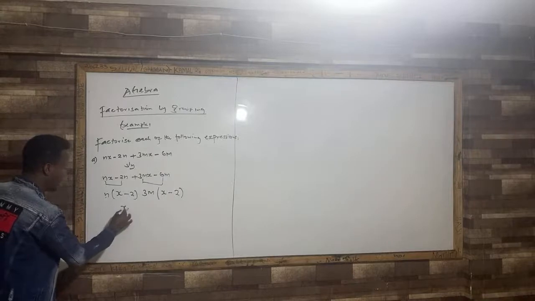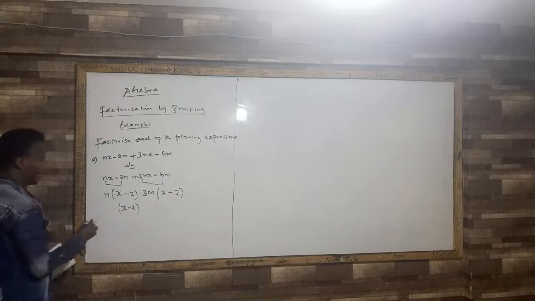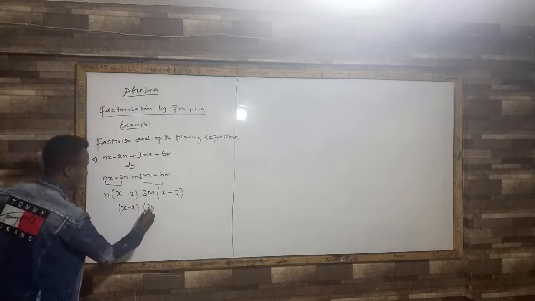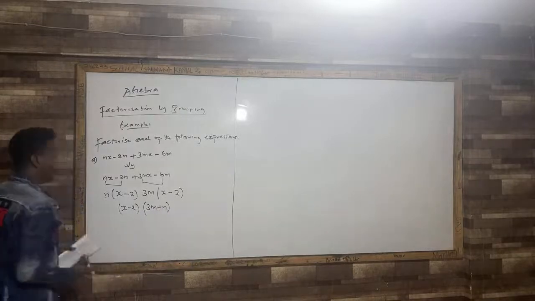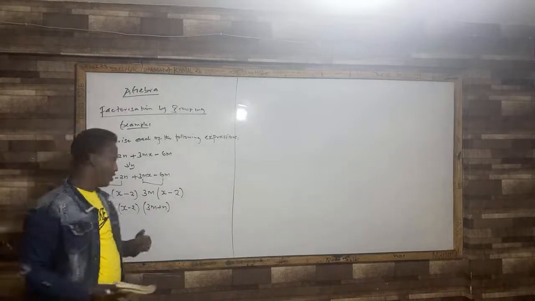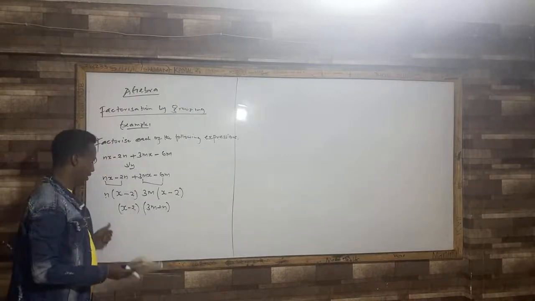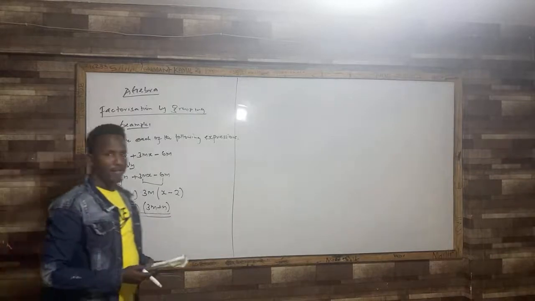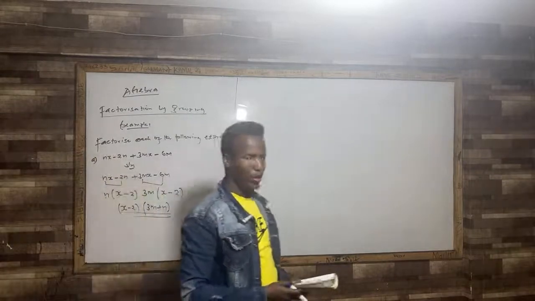We are going to say x minus 2 in the bracket. Then open a bracket, take these two. So you're going to say 3m plus n. You can also say n plus 3m, but considering the order of alphabet, you're going to say 3m plus n. And this is the final point of our factorization, guys, for your information, okay?